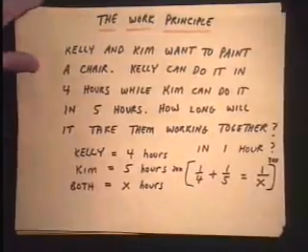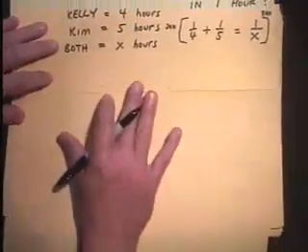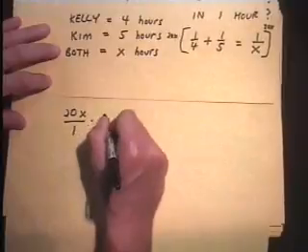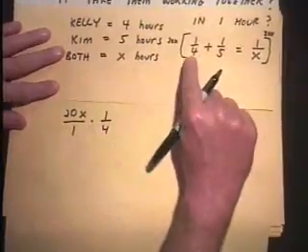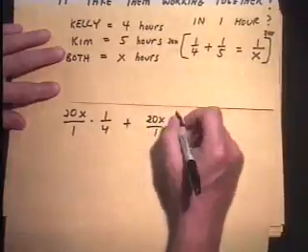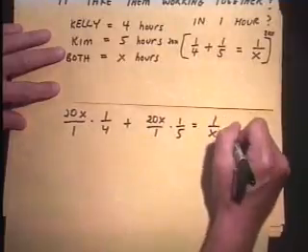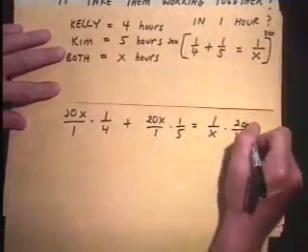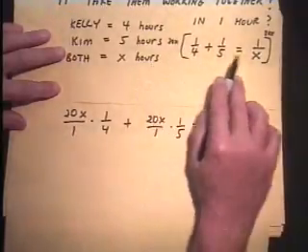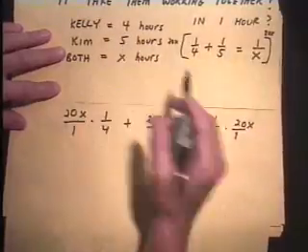So let me go ahead and get another sheet of paper here. All right, so we're going to take the 20x over 1 times the 1/4, plus 20x over 1 times 1/5, and we're going to set that equal to the 20x over 1 times the 1 over x. So we know that if we run that 20x through, it'll eliminate all those fractions, and we can figure out how long it takes both to do.